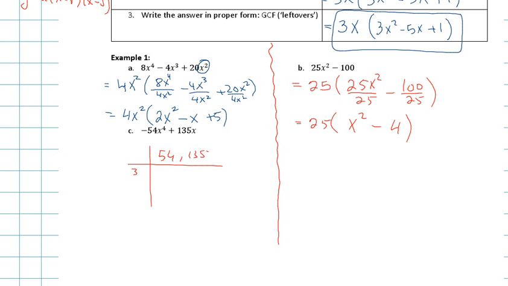27. And what's 135 divided by 3? 45. Okay, then they're both divisible by 3. Can you try that again? So 5. So that's 9. What's 45 divided by 3? 15. Yeah?